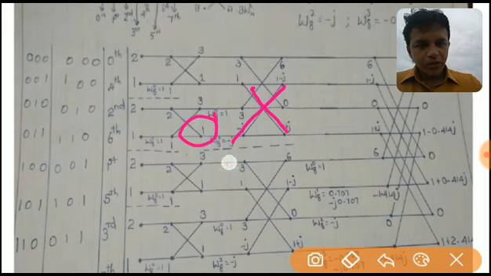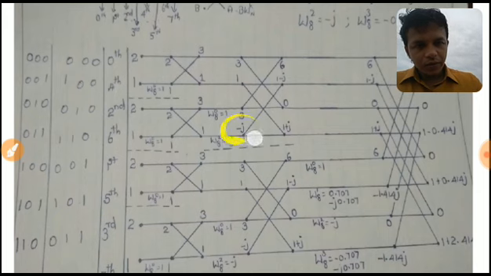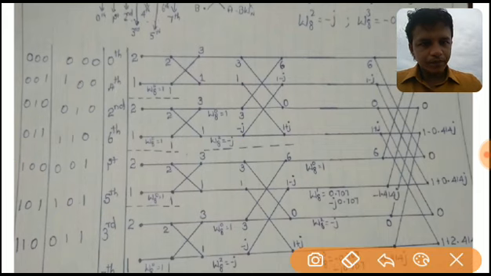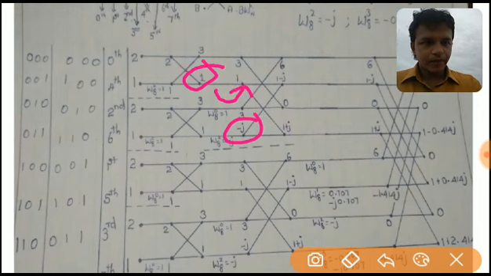I have to multiply with the twiddle factor W8 power 2, that is equal to minus j. And I am getting the result as 1 into minus j, that is minus j. I am taking it here, right? So I am getting minus j here. And the A for this butterfly is 1. So it is taken here directly.